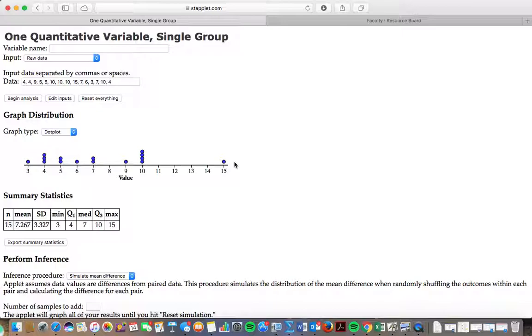And the spread is 15 minus 3, so it's 12. What other thing could I use for spread? The standard deviation. Standard deviation, which we found how, Ivana?